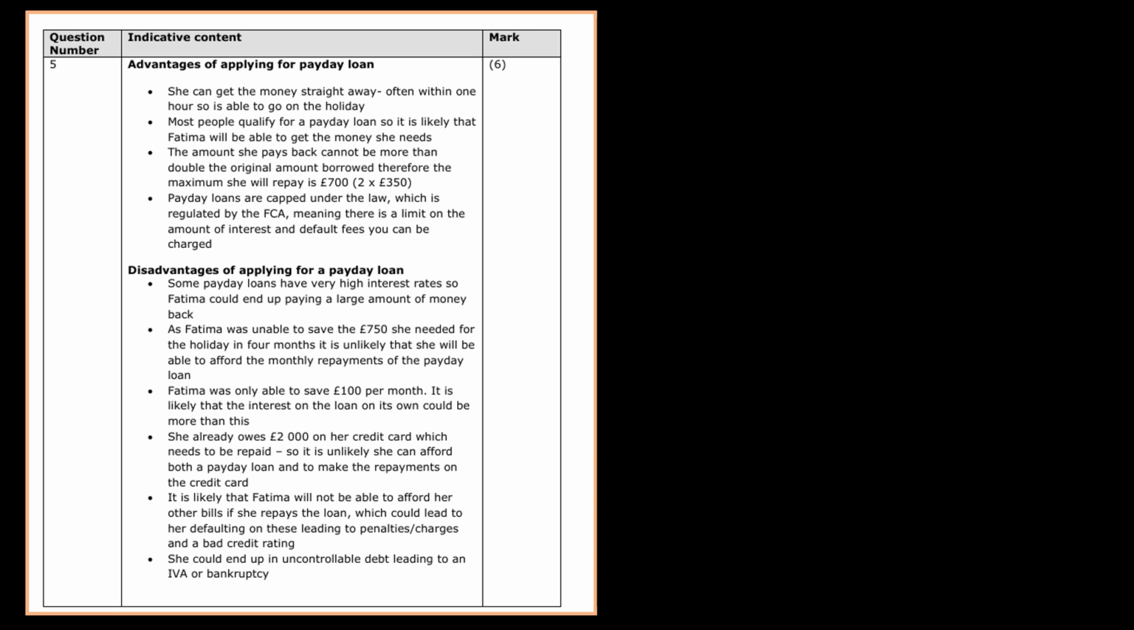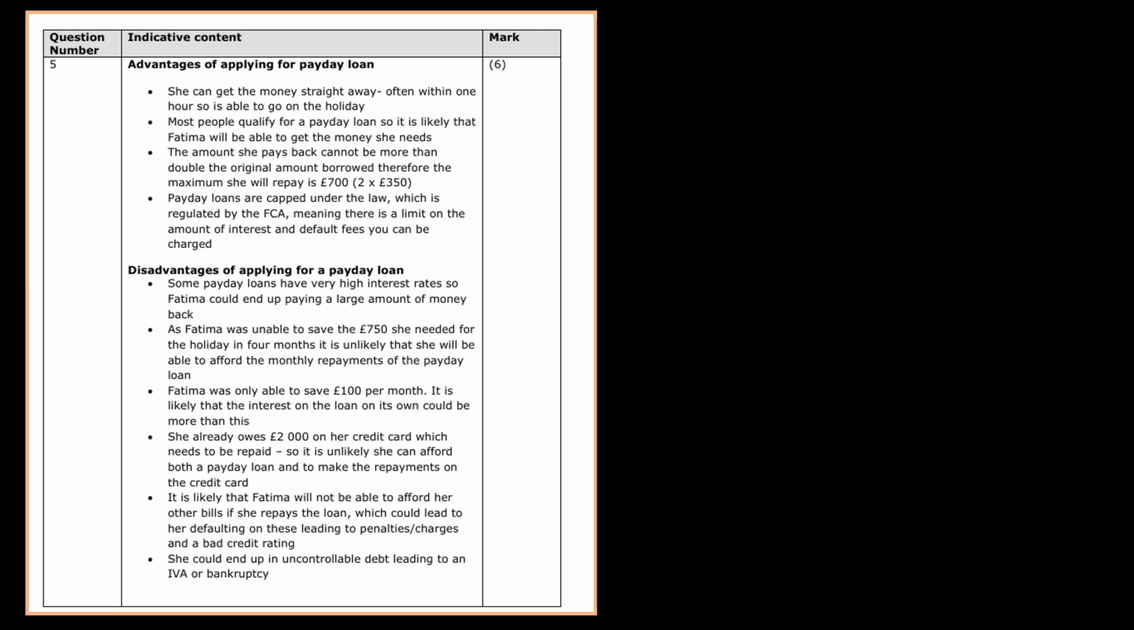So you don't need to have all 10, by the way. The examiner's only looking for 6 marks, and if you've given a really good explanation, maybe 2 from the top and 4 from the bottom, or whichever way round, you could potentially get all 6 marks. It doesn't just have to be 3 and 3. So let's have a look at a couple of advantages. She can get the money straight away, often within 1 hour.